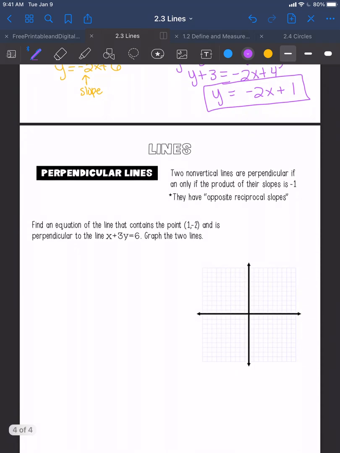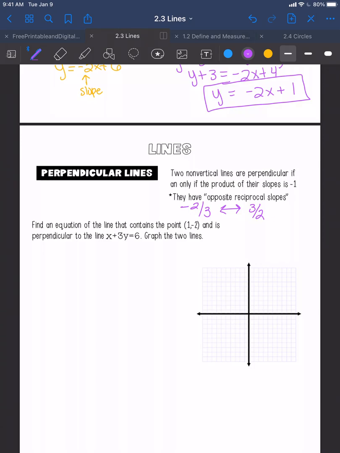And then last here we have perpendicular lines. So by definition, it says two non-vertical lines are perpendicular if and only if the product of their slopes is negative 1. That's just saying that their slopes are opposite reciprocals of each other. So for example, the opposite reciprocal of negative 2/3 is positive 3/2. So opposite signs, flip their fraction form.